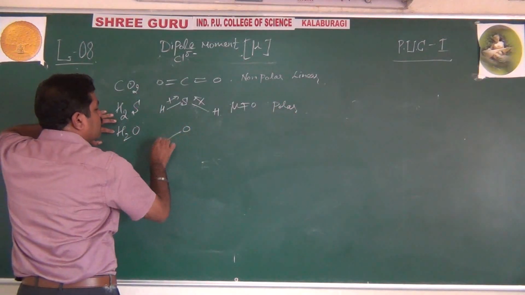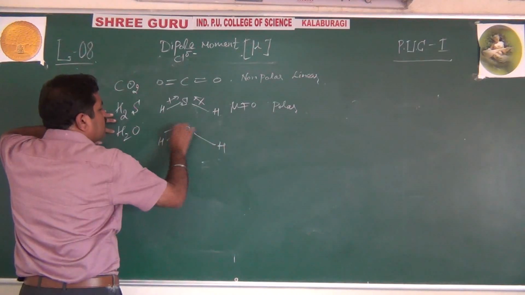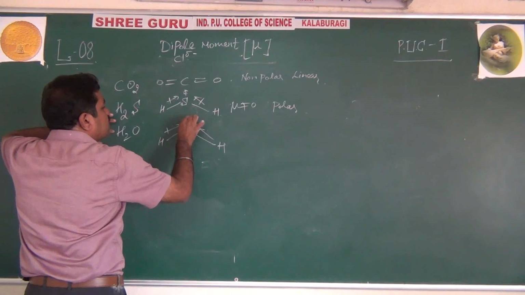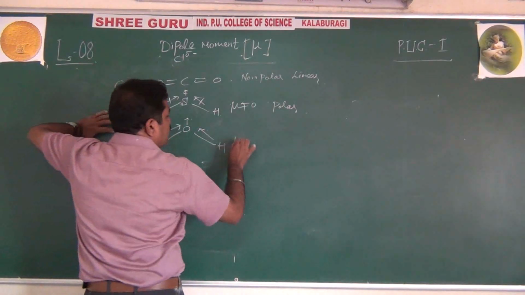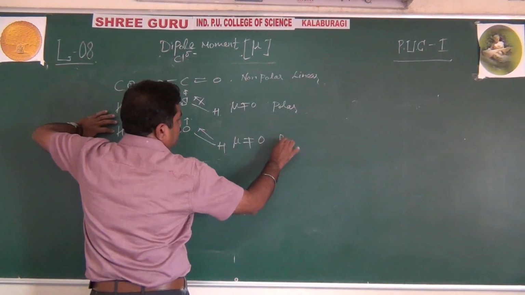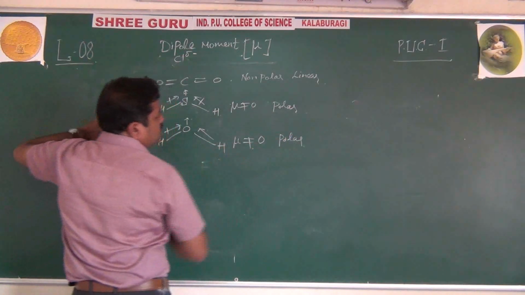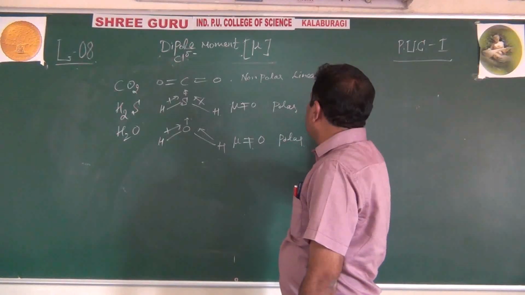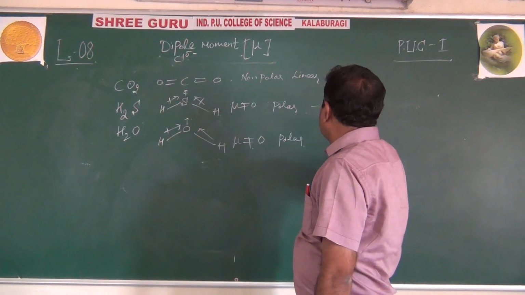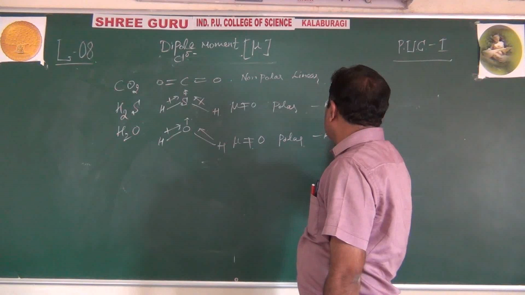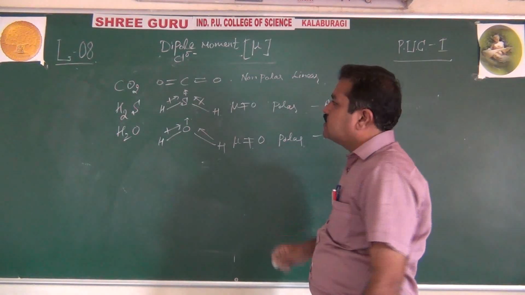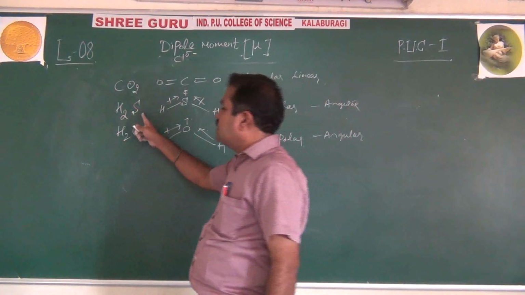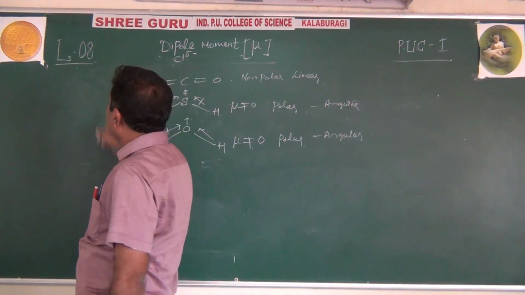H2O is also like this. Generally the bond moment here increases, so the mu value is not equal to 0. No need to remember that value, just write not equal to 0 and write it as polar. This is angular or bent, and this is also angular or bent. These types of molecules are AB2 type. The center atom is A and this is B.